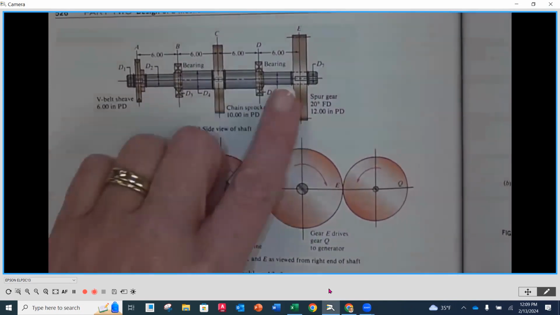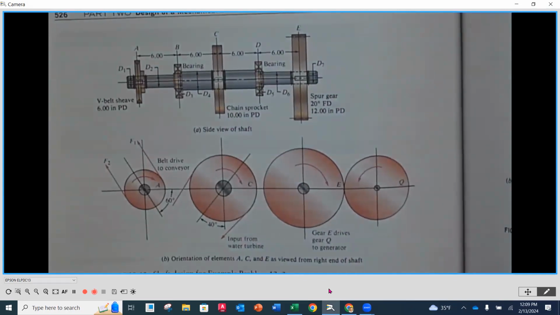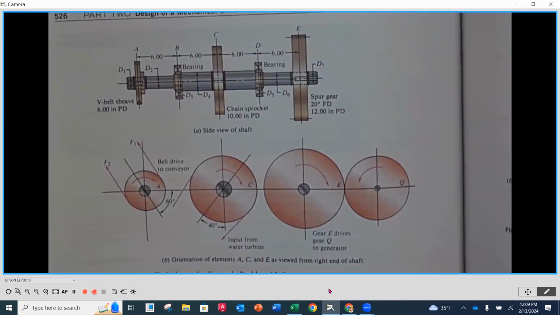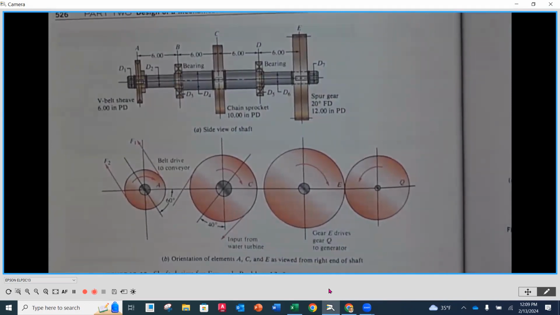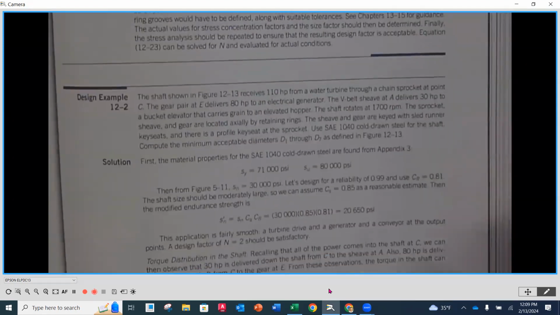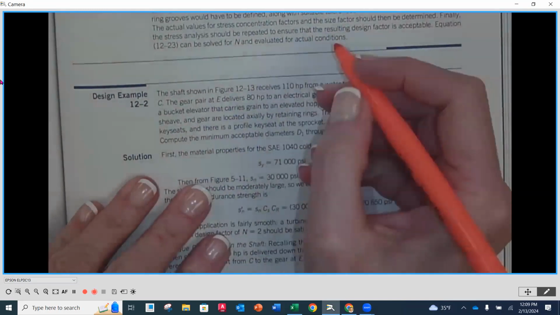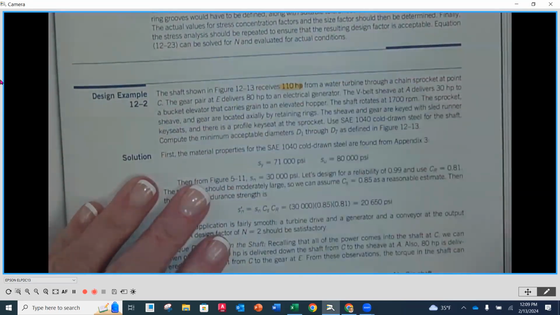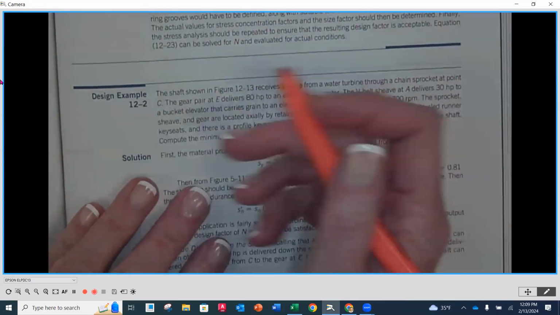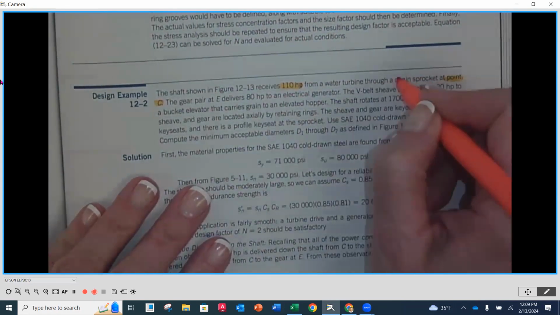And we're going to determine what those minimum shaft diameters are at each one of those locations so that we can go ahead with designing the shaft by figuring out what those numbers need to be. So that's the figure. It receives 110 horsepower. Okay, so this is what's coming in, and it's going to be at point C. Coming in at point C on that chain sprocket.